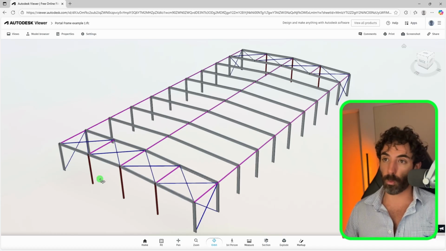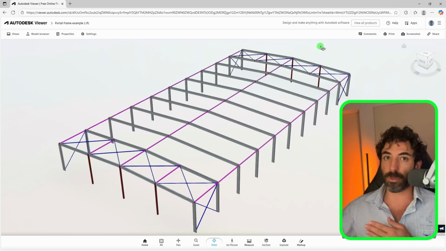Or you can design one bay to take the full loads, and then the other bay will also take the full loads when the wind blows from the other direction.